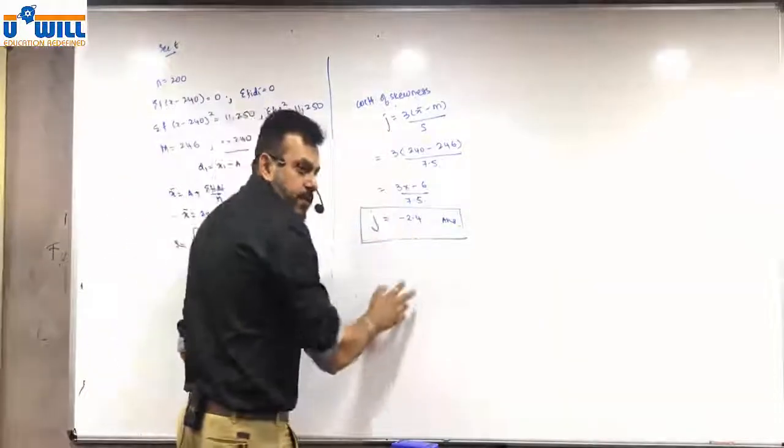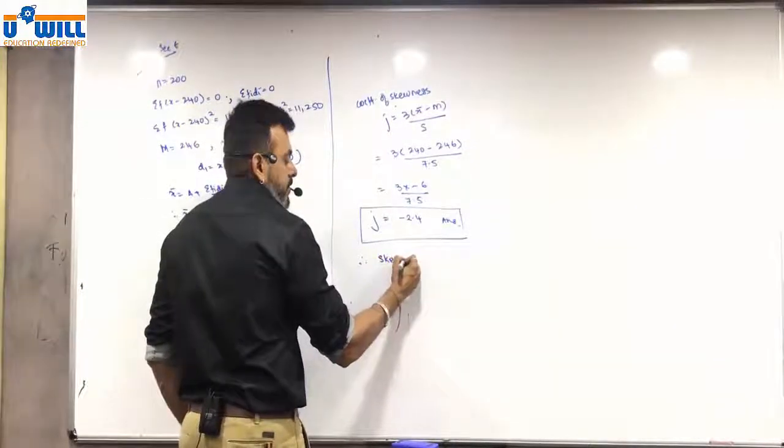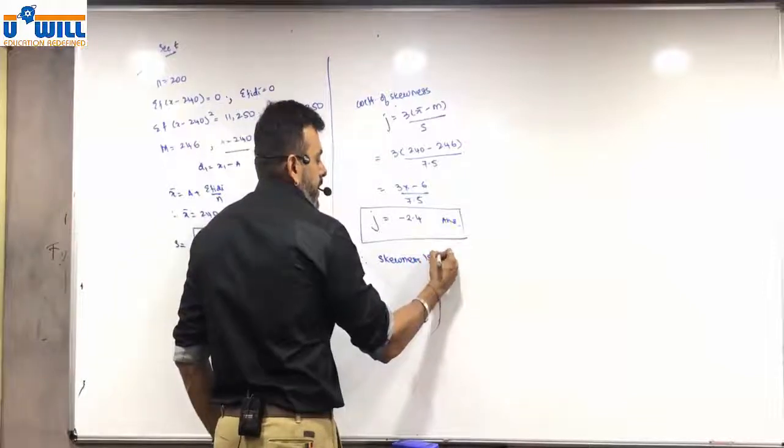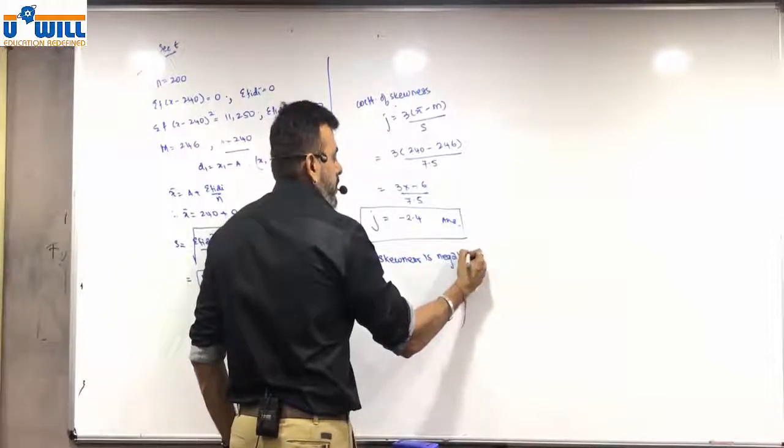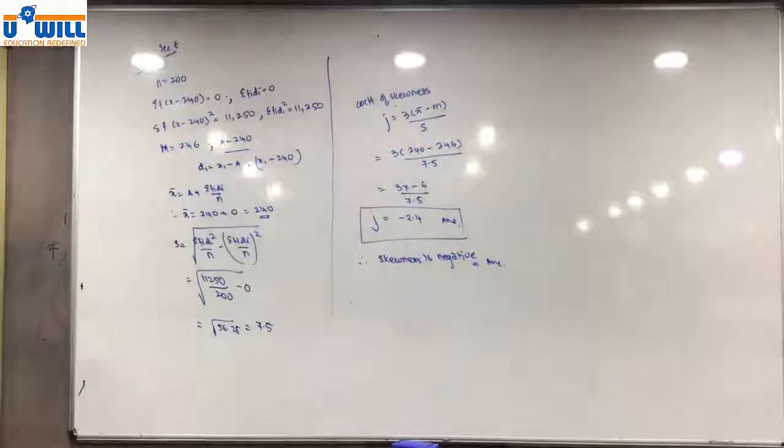What type of skewness is this? Therefore, skewness is negative. Answer. बहुत रेयरली ऐसा आता है और ऐसा दिया भी है कि skewness is between -1 to +1, but in rare situation it can be between -3 to +3.